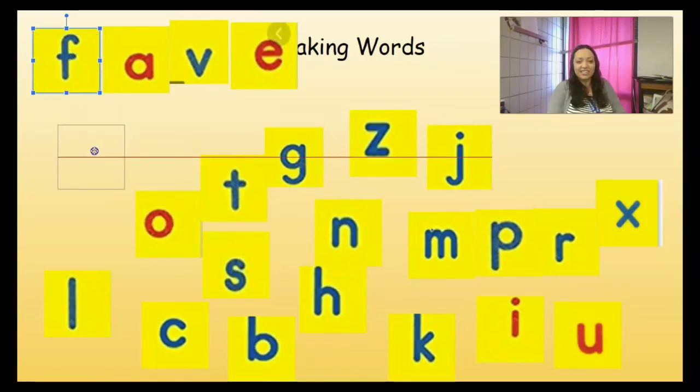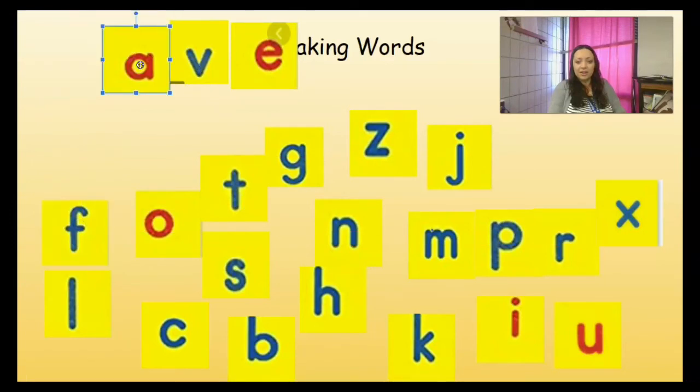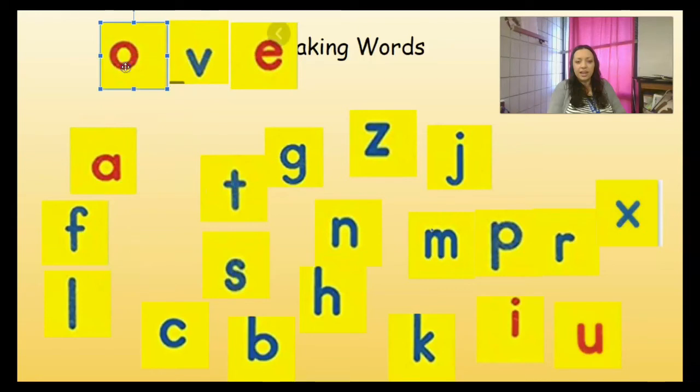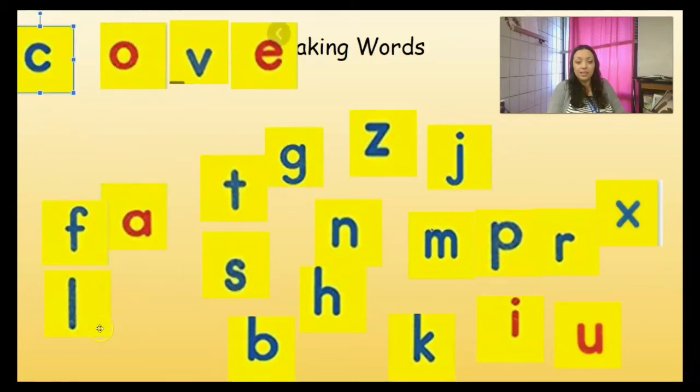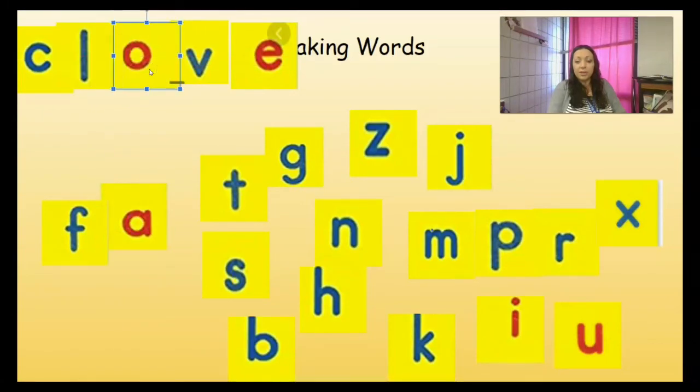Nice job. All right. What if I have an O and I'm going to put a blend at the beginning? We're going to have to make it fit very carefully. So I put a blend at the beginning. So we know that CL blends together and it says cool. So I've got cool, ove, clove. Nice job.